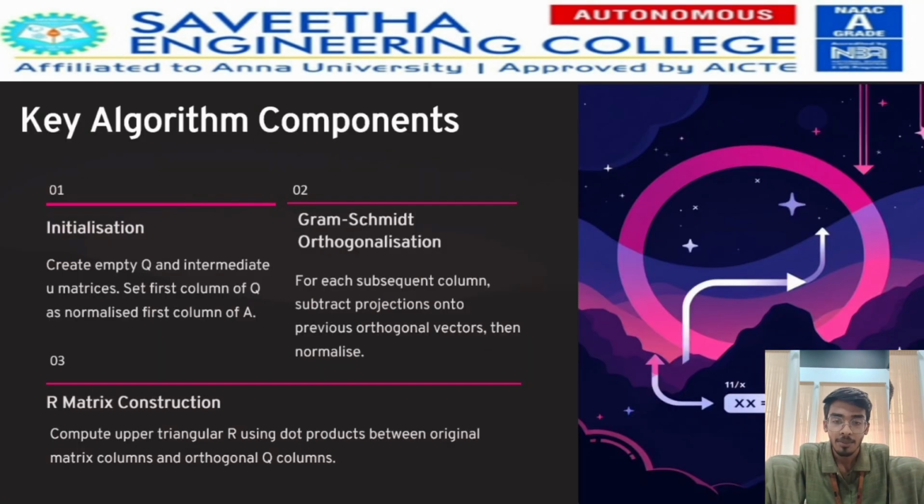Let us summarize the code. The code begins with the input matrix and uses Gram-Schmidt to build the orthogonal matrix. Then the upper triangular matrix is computed, and finally we get the output, printing the Q and R matrices and satisfying the condition A equals Q times R.